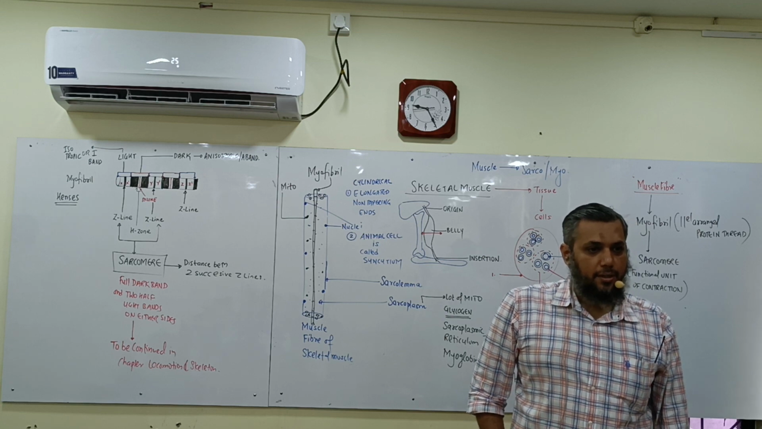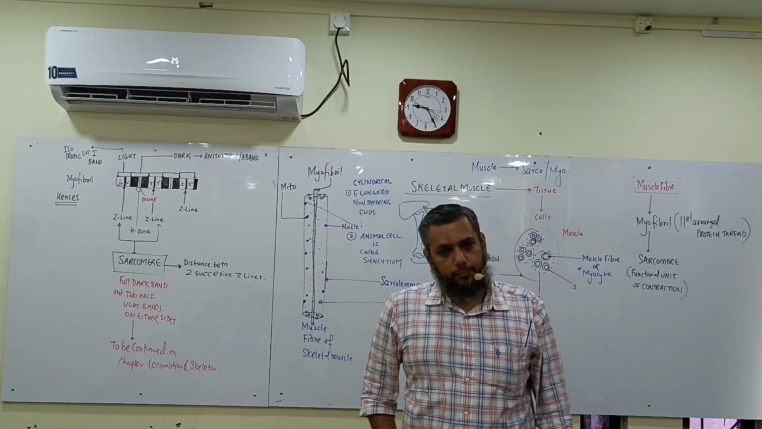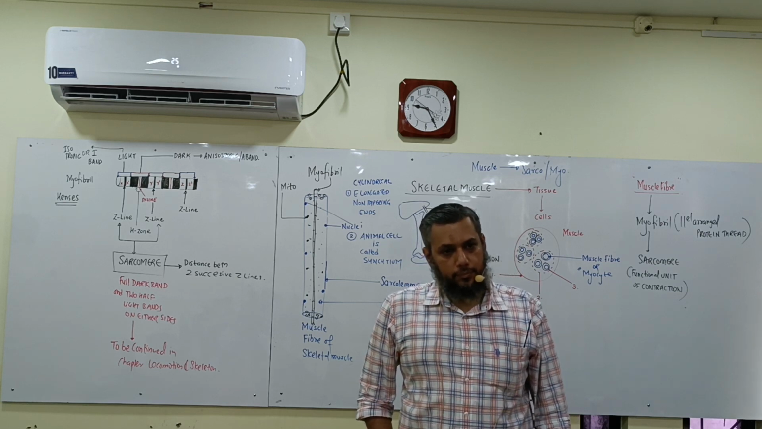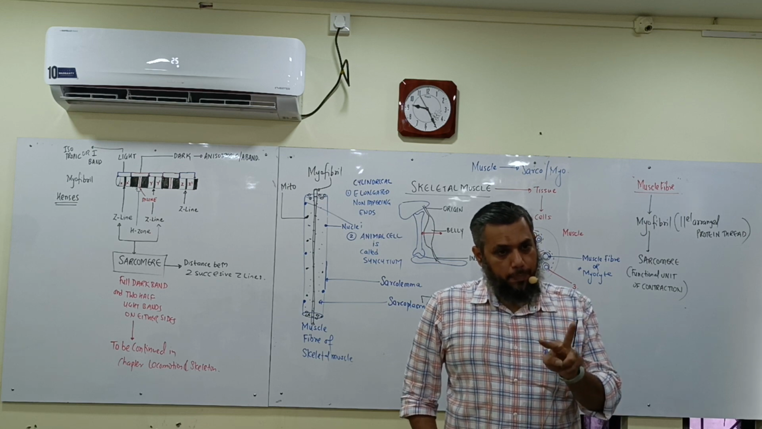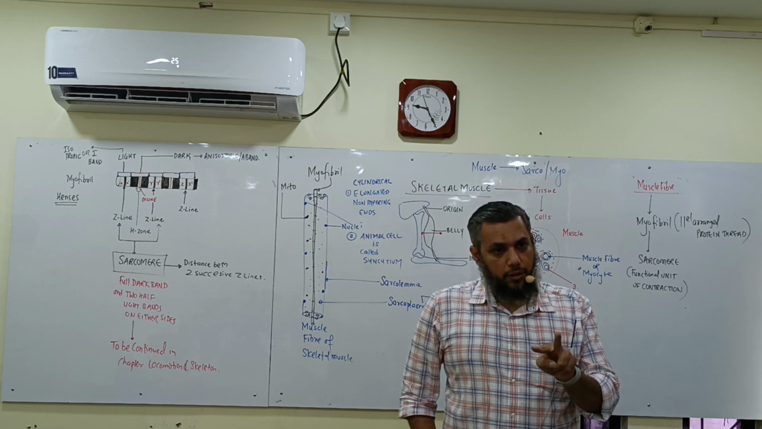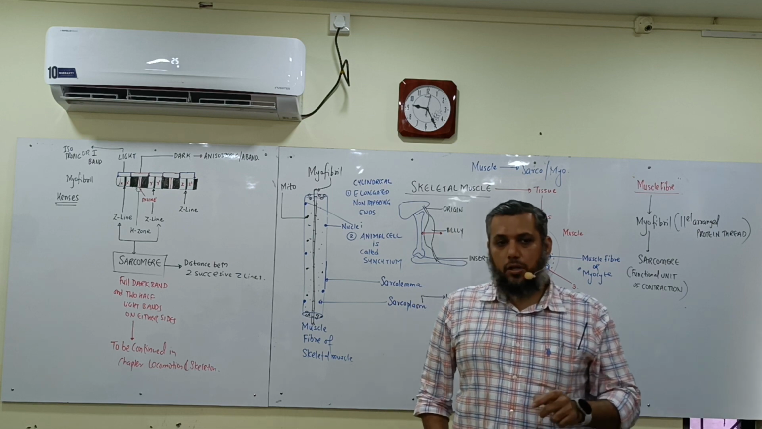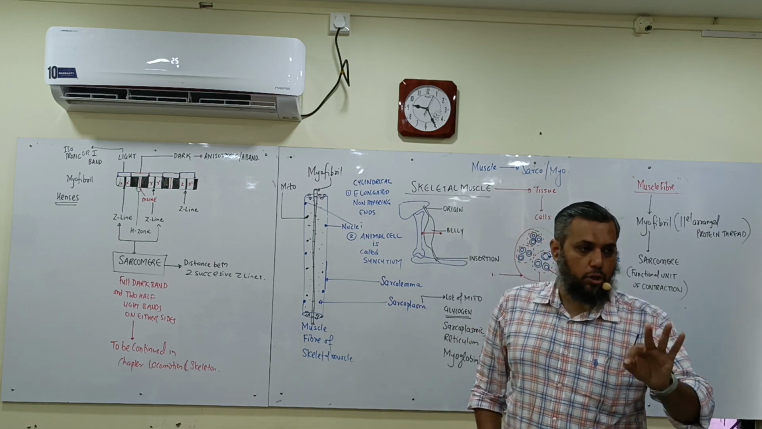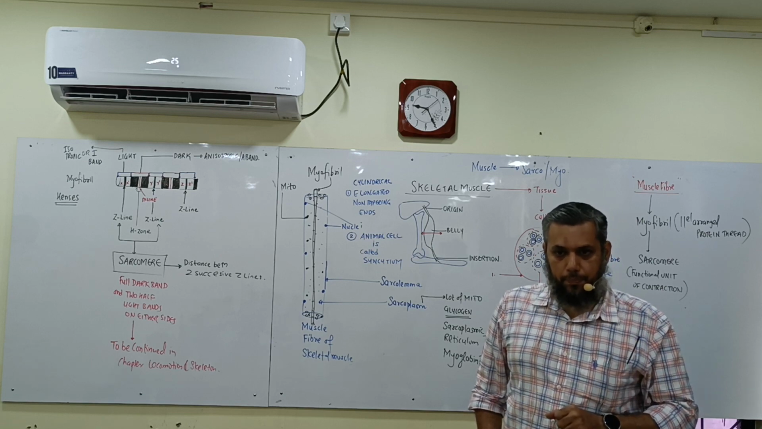Okay, let's go. What is a sarcomere? With a full dark band and two half light bands on either sides, it is called the functional unit of contraction. More details in the chapter locomotion and movement. Okay, pause.